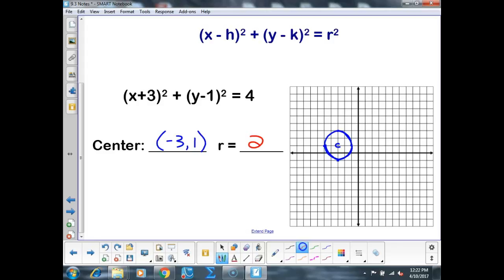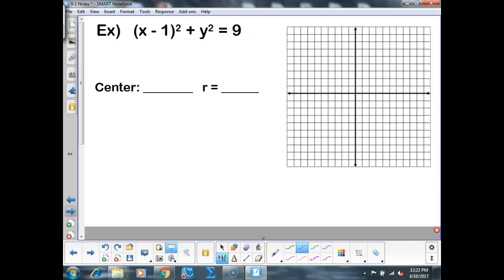That's it. That's a circle. That's graphing a circle. Okay? All right? Try it. Center. Radius.